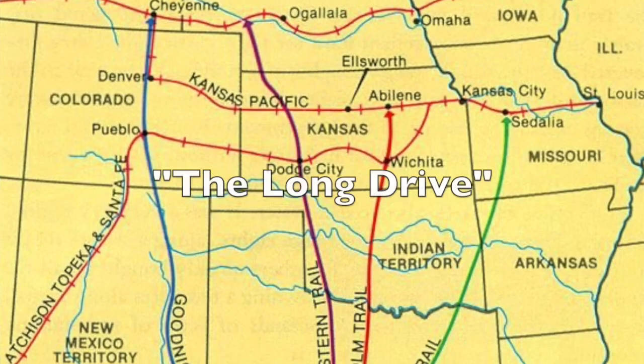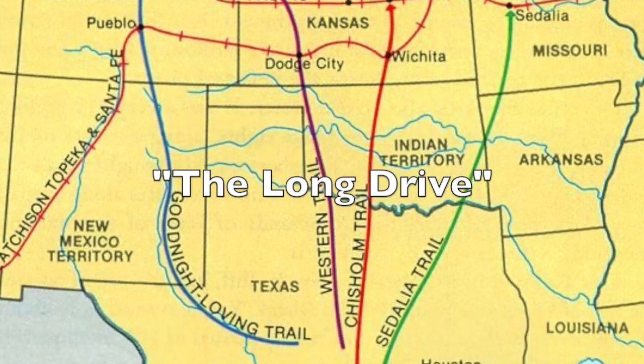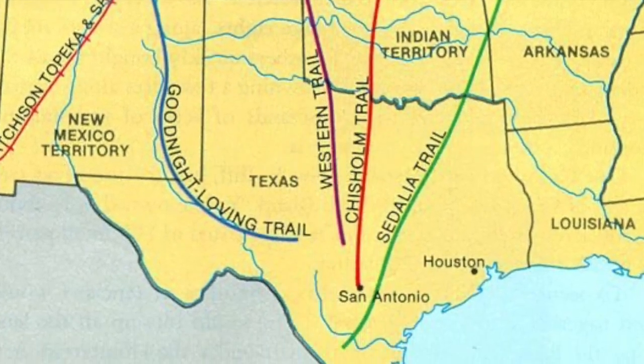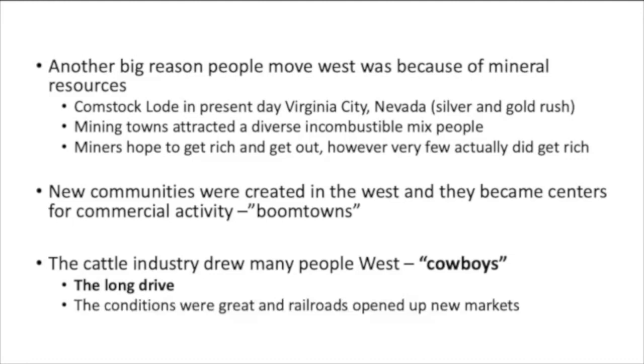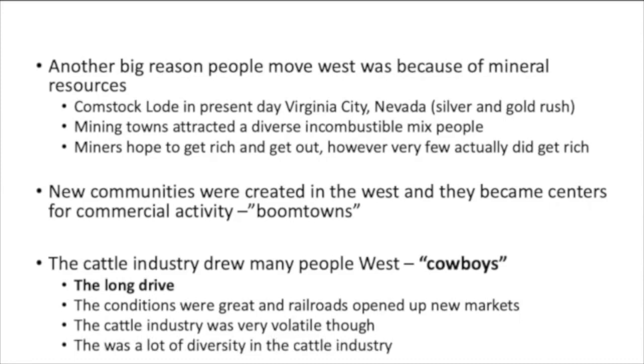The prices for cattle meat was very high in the East, and cattle was a very lucrative business. The conditions for these cattle in this region were perfect, and railroads opened up all types of new markets. So again, this is connected to the Transcontinental Railroad. The cattle industry was very volatile, though. Bad weather, overgrazing, ranchers beginning to put barbed wire, invented by Joseph Glidden, to protect their property, and the fluctuating markets created much of this volatility.